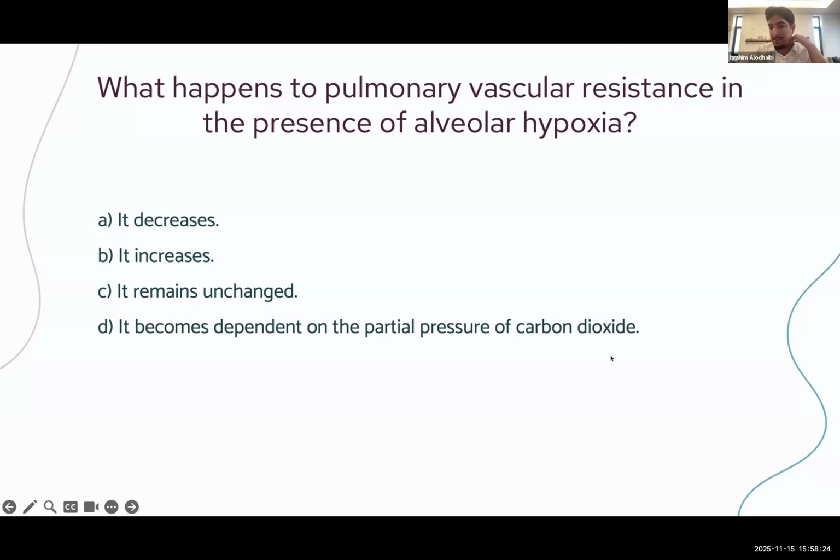All right, I'm seeing some answers. Any more takers for the question before we reveal the answer? Okay. So correct to the people who did answer, the answer is B. It increases.